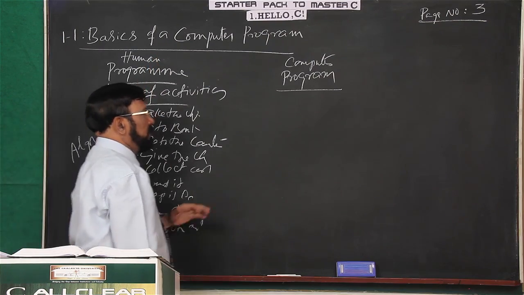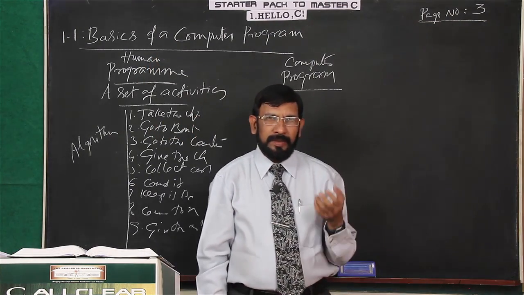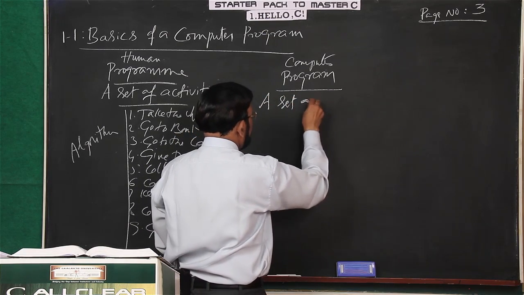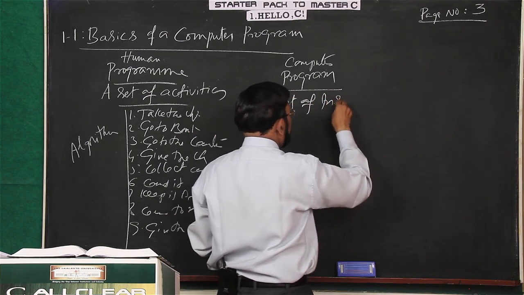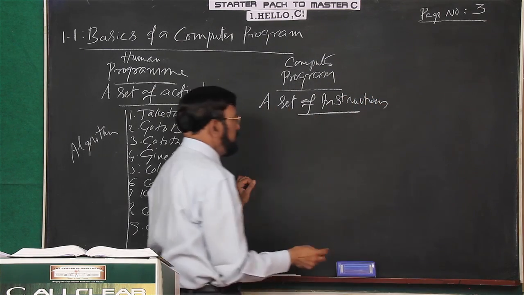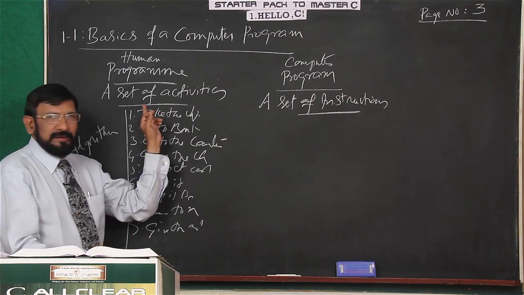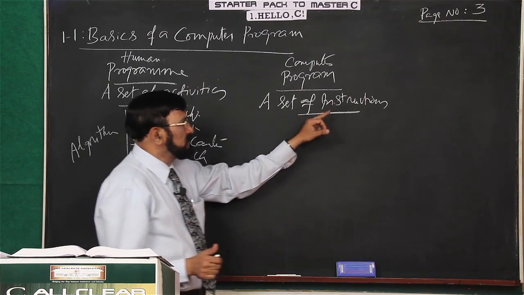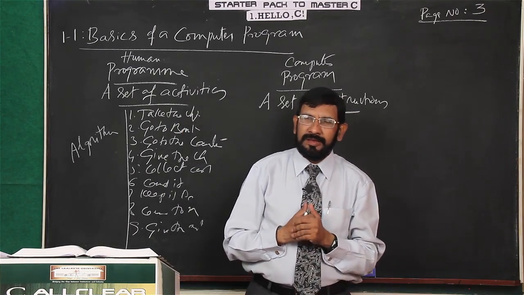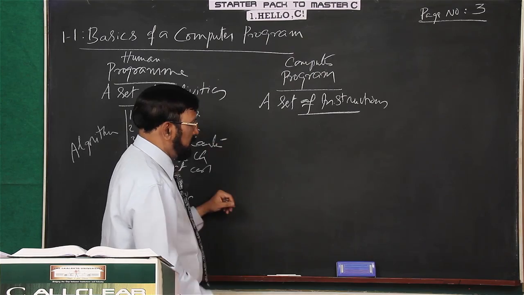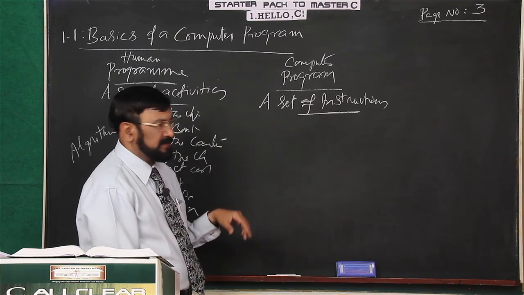Human program. What is a computer program? A computer program is a set of instructions. Why is there a difference? Here, a human program is a set of activities. A computer program is a set of instructions. Actually, let us first take a computer program and analyze that. Thereafter, let us find the difference.